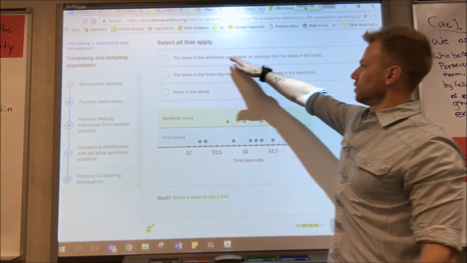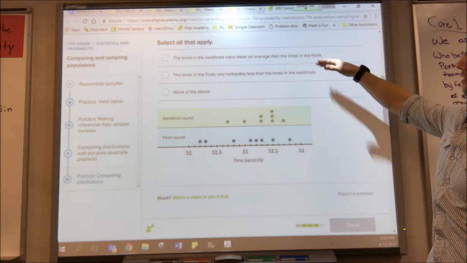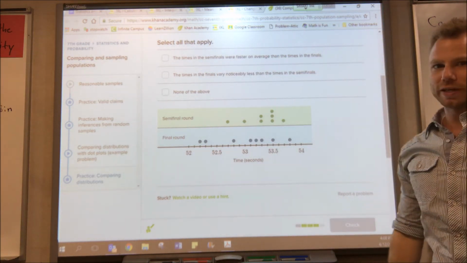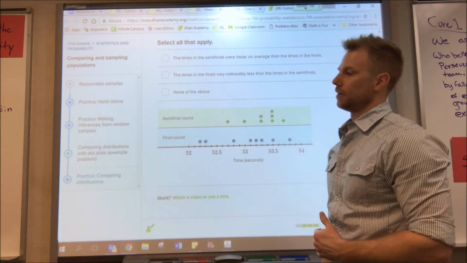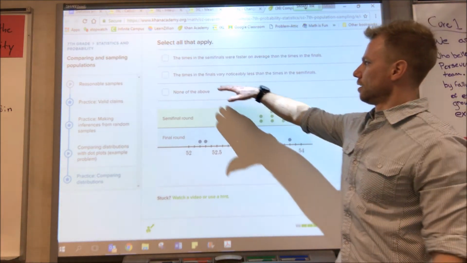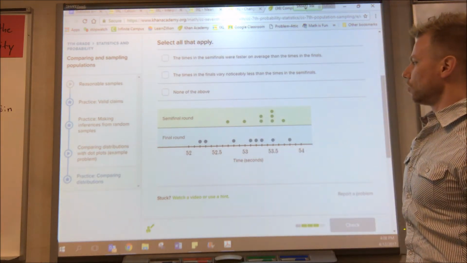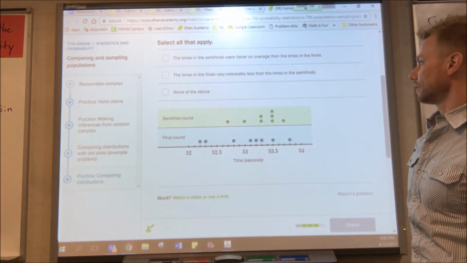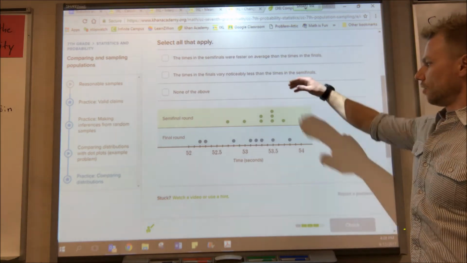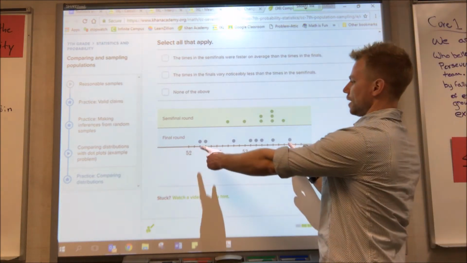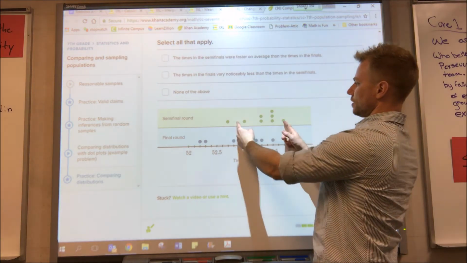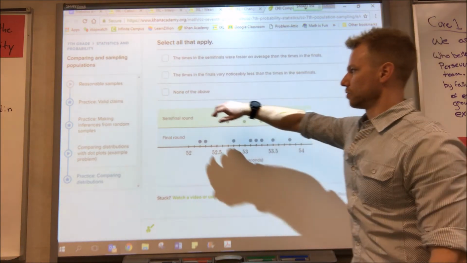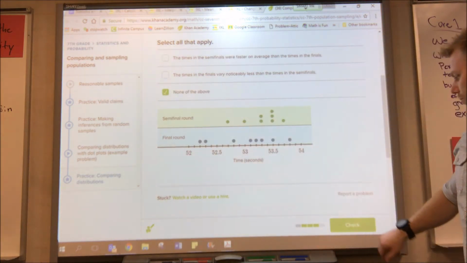So the times in the semifinals were not faster than the finals, which makes sense if you think about it too. You'd think the finals times would be faster than the semifinals. The times in the finals vary noticeably less than the times in the semifinals. No, I think it's the exact opposite. The times in the finals vary more because it has a bigger range than the times in the semifinals. So none of those again, I'd say none of the above.